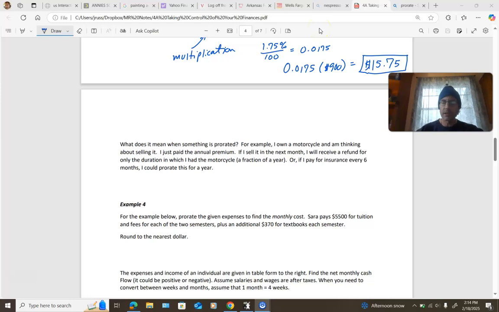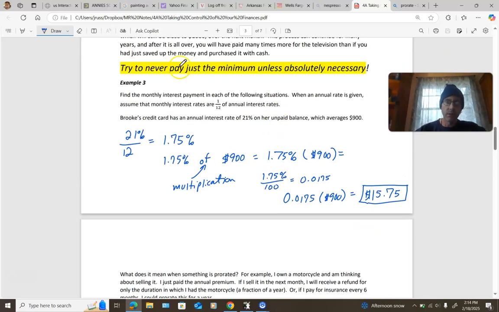We're going to try to finish up part 2 of 4A, which is on controlling your finances, or just kind of an introduction to finance or managing finances. So the next thing, we had just done this example on determining the monthly interest on a credit card balance of $900.